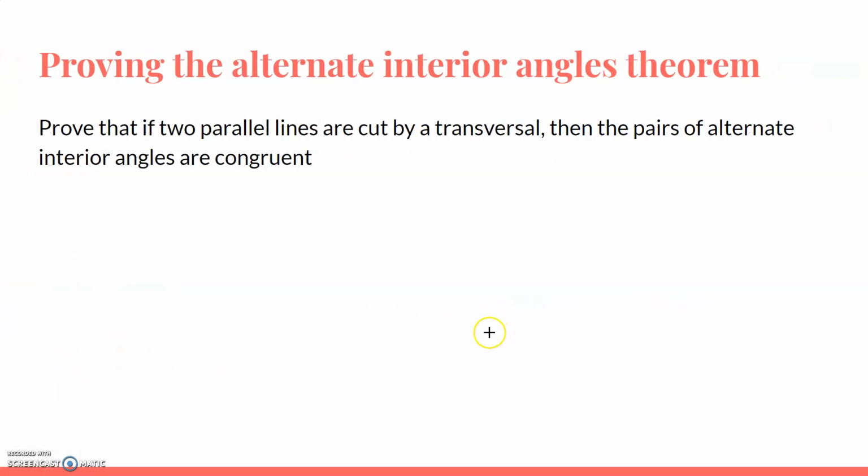Alright, so prove that if two parallel lines are cut by a transversal, then the pairs of alternate interior angles are congruent. So write a proof for this, draw a picture if you need to, and then come back for the right answer.